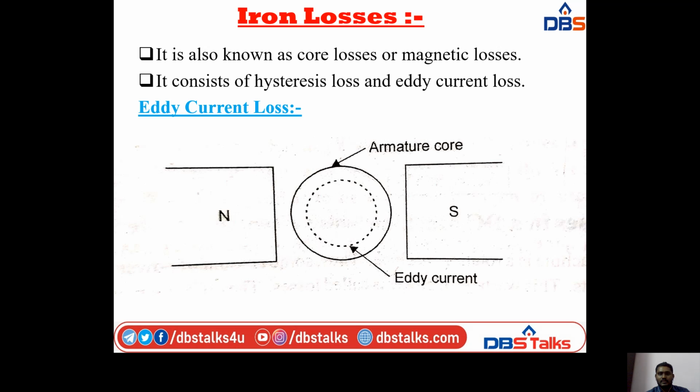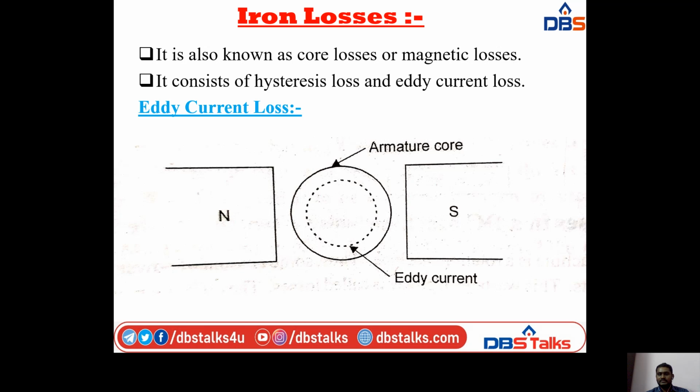Next, core losses. They are also known as iron losses or magnetic losses. They consist of two losses: hysteresis loss and eddy current loss. Firstly, we will discuss eddy current losses.